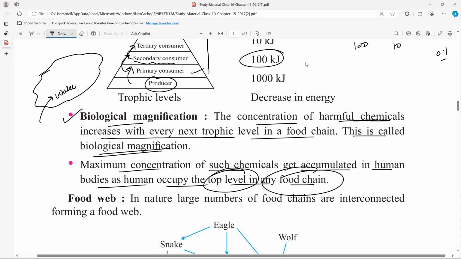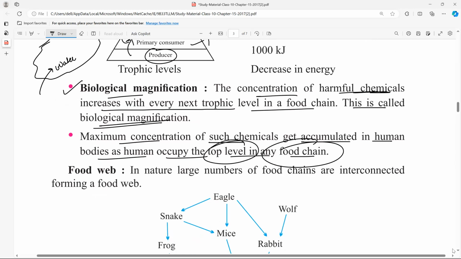Got it? Next one is, so now you understood what biological magnification is.